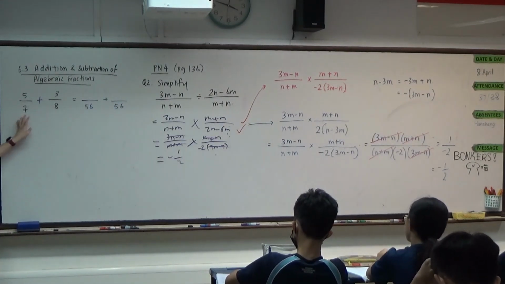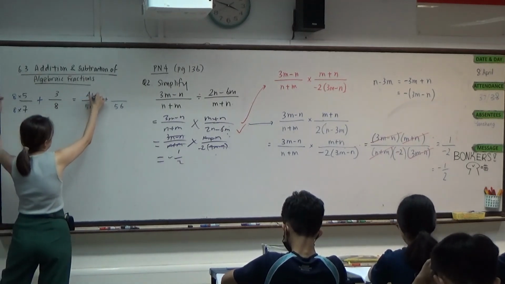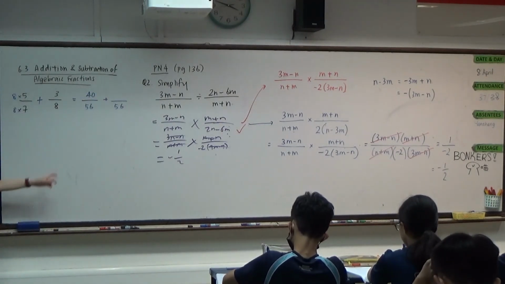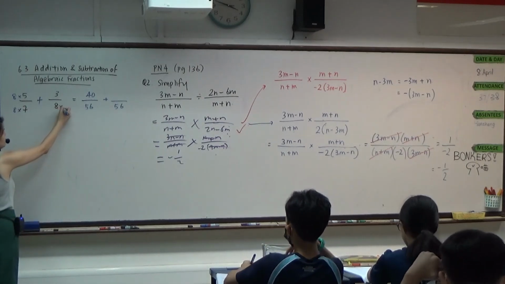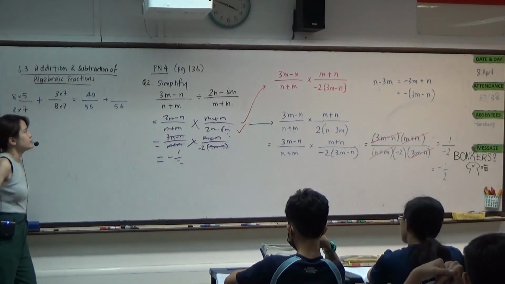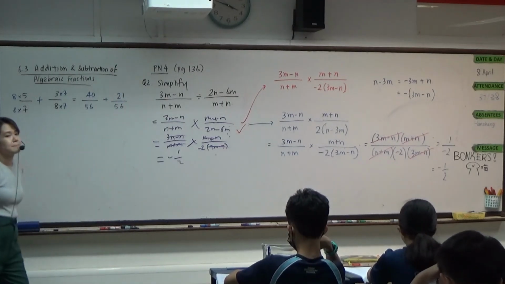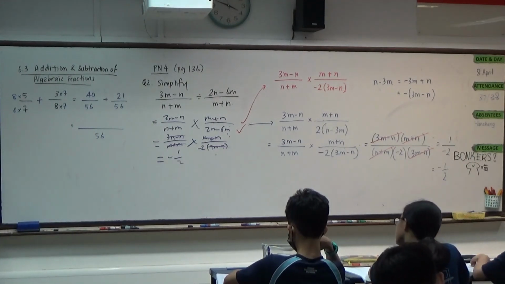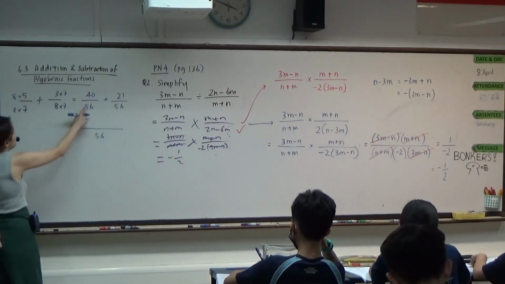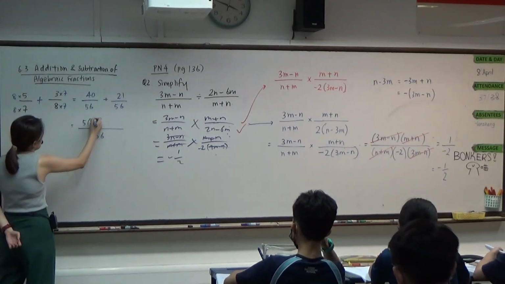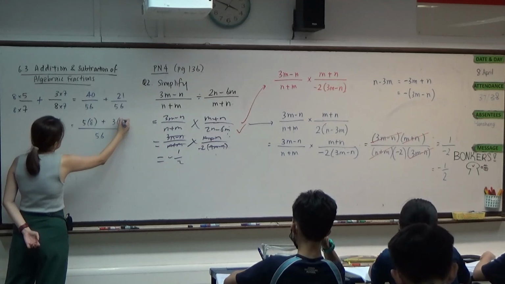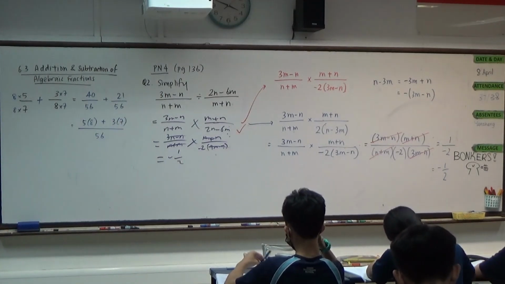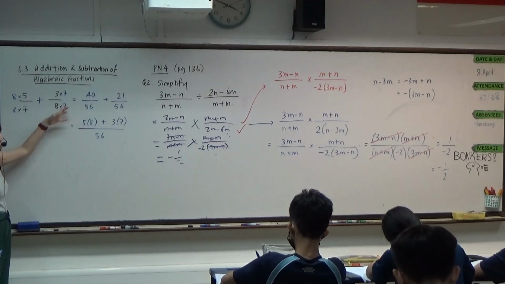To make a denominator of 56, for my left fraction, I multiply by 8 here, multiply by 8 here. So I will get 40 here. For this fraction over here, I multiply by 7, multiply by 7. So I will get 21. In other words, I'm making it into a single fraction with denominator of 56, where 40 is 8 times 5, or 5 times 8, and 21 is 3 times 7. So I'm just expressing it in multiple forms.